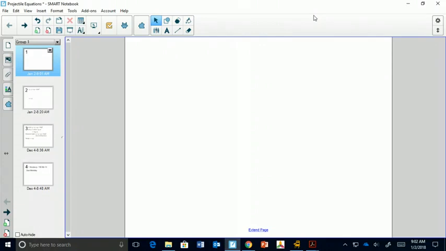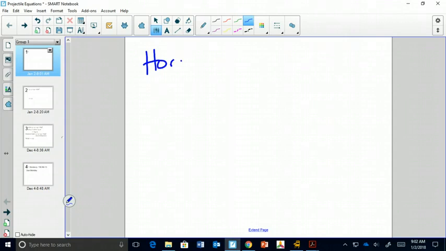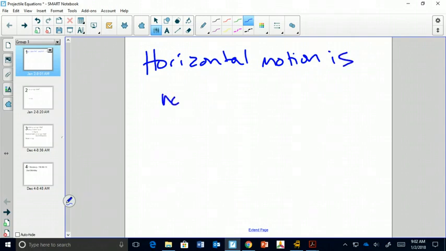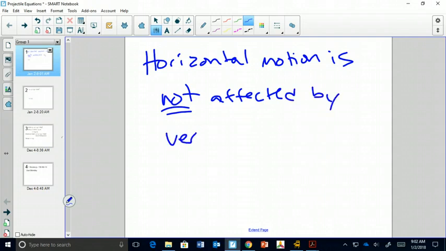And so again, I understand it seems contradictory. It seems like it is not really the way it should be. But the point here is that horizontal motion is not affected by vertical motion. And of course, you can say vice versa. Vertical motion is not affected by horizontal motion.